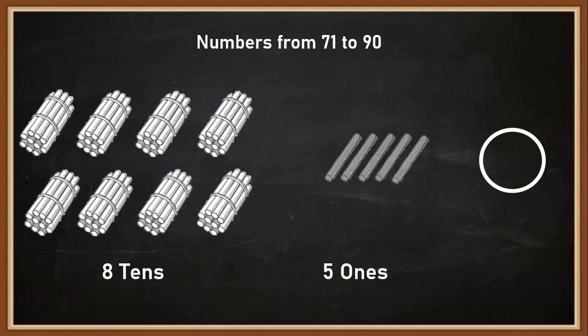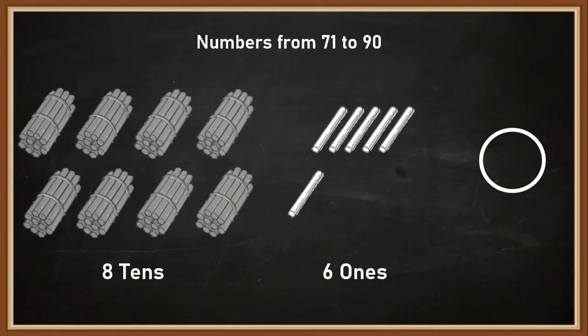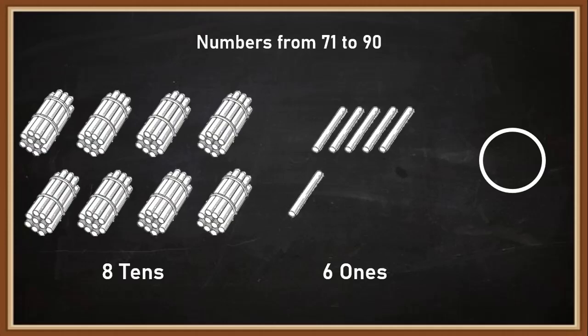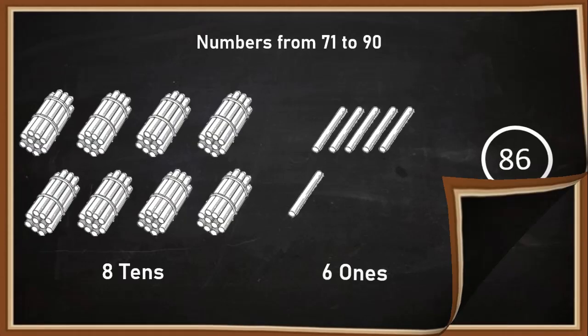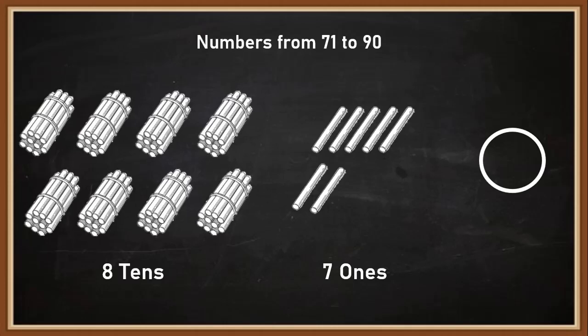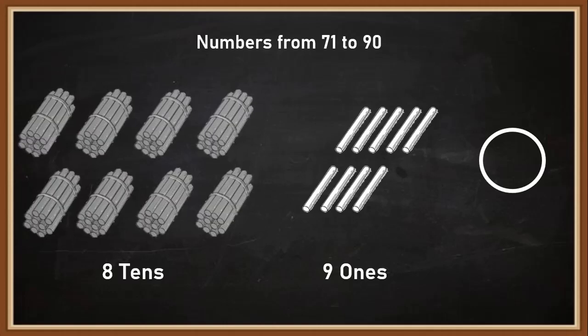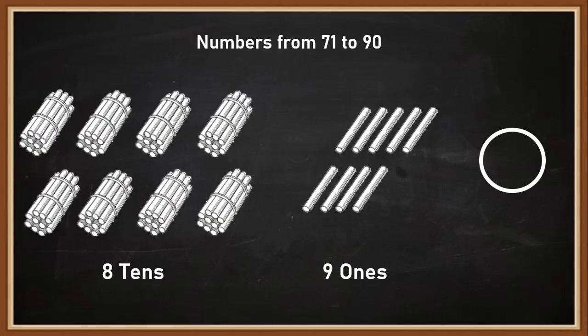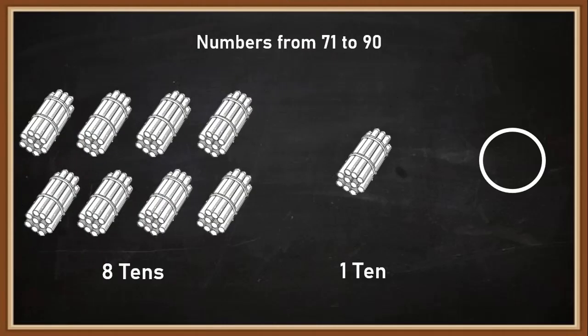8 tens and 5 ones is 85. 8 tens and 6 ones is 86. 8 tens and 7 ones is 87. 8 tens and 8 ones is 88. 8 tens and 9 ones is 89. 8 tens and 1 ten is 90.